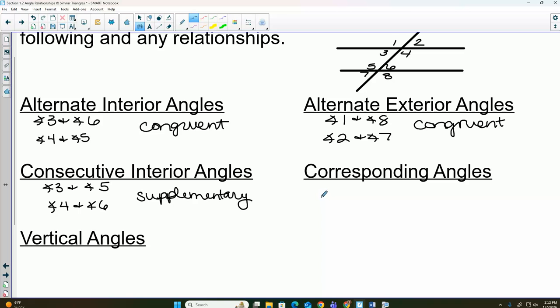All right. Corresponding. Corresponding just means the same position. So for instance, angle 1. It's above the parallel line to the left of the transversal. What's the other angle that's above a parallel line and to the left of a transversal? 5. So 1 and 5. 2 and 6. 3 is to the left and below, so to the left and below would be 7. And the last one, 4 and 8. And what's true about those measurements? They are congruent.